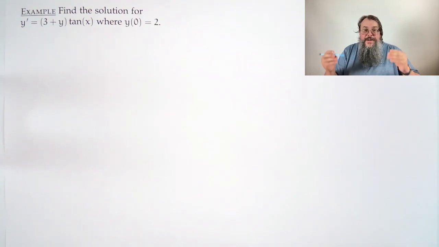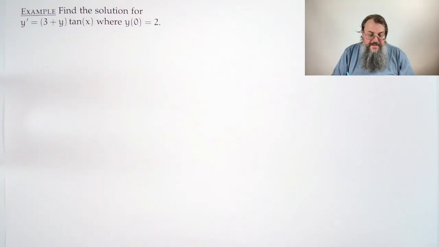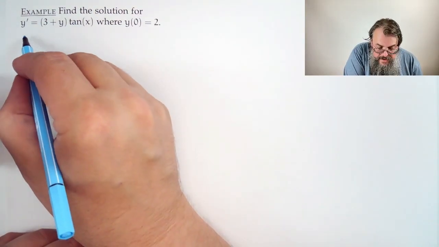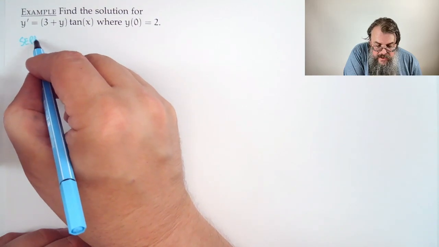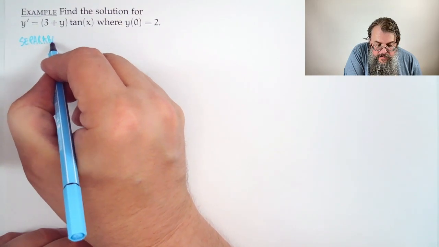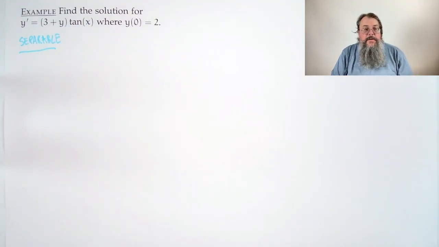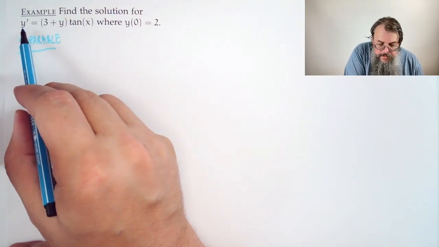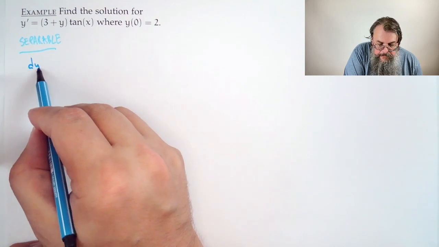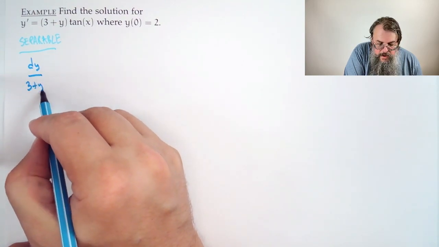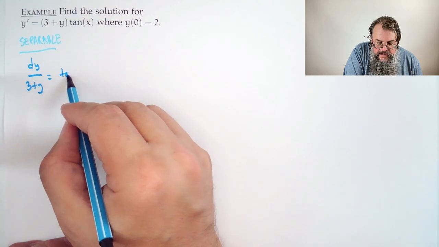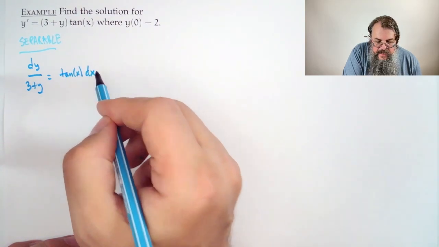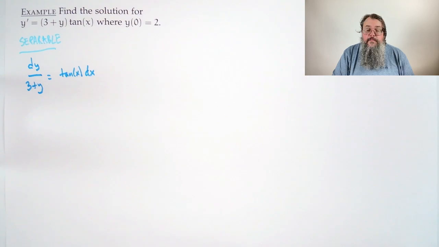So, putting on our hats from a previous lecture, we could say, wait a second, this is separable. So if we think separable, we'll just do that really quick. What would happen? We can say this can be written as y prime is dy dx, and so you can write this as dy over 3 plus y is equal to tangent of x dx. So it separates pretty simply.